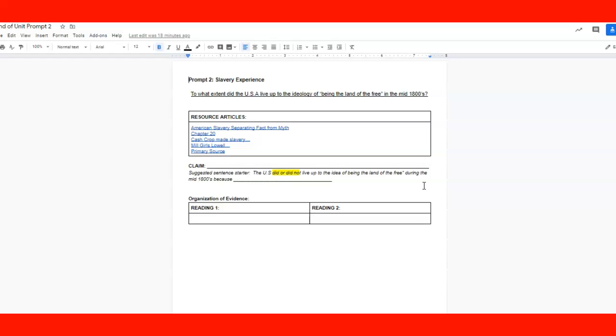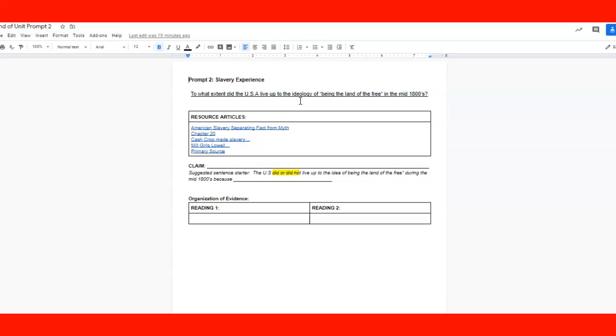Now we want to take that idea and put it in the content that you just have recently covered, which was the mid 1800s and that point in history of the United States. So the prompt is the slavery experience. Thinking about that, to what extent did the USA live up to the ideology? Ideology means the idea of being the land of the free in the mid 1800s. How did the United States live up to it, or how did the United States fail to live up to that idea? It's for you to decide. It's your opinion.